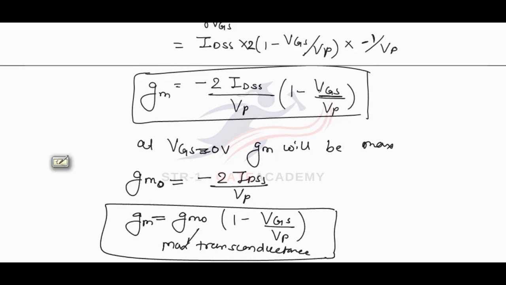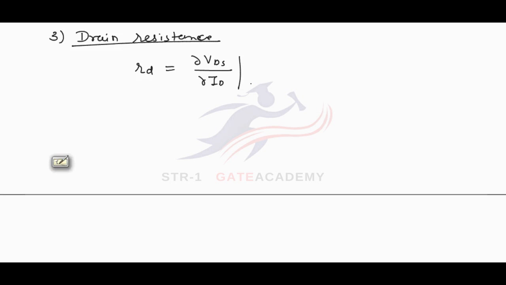Now the next term will be drain resistance. This drain resistance is defined as RD equal to del VDS upon del ID at constant VGS.